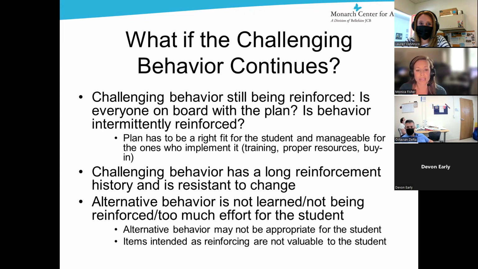Potentially also, the alternate behavior is not learned or not being reinforced. There might be too much effort for the student. Sometimes items aren't as reinforcing or valuable to the student as we actually think they are. Sometimes the behavior that we're asking them to do is way too effortful, and it's just like, hey, it's so much easier for me to do this thing that's worked in the past.